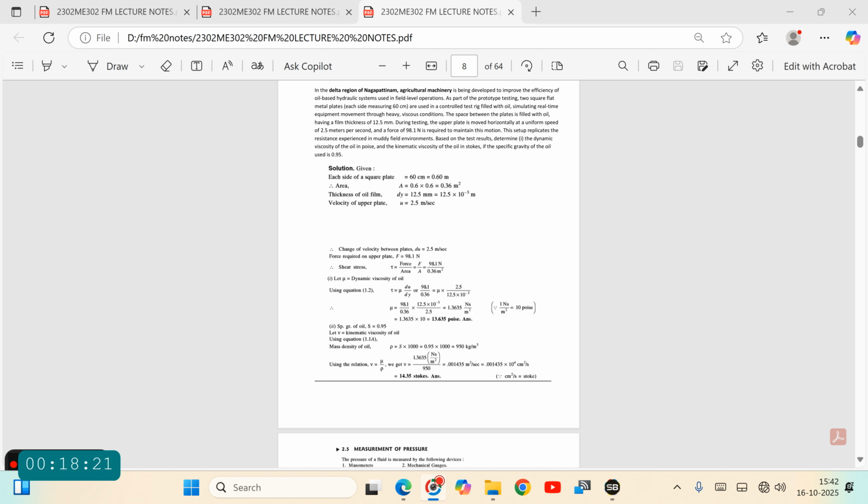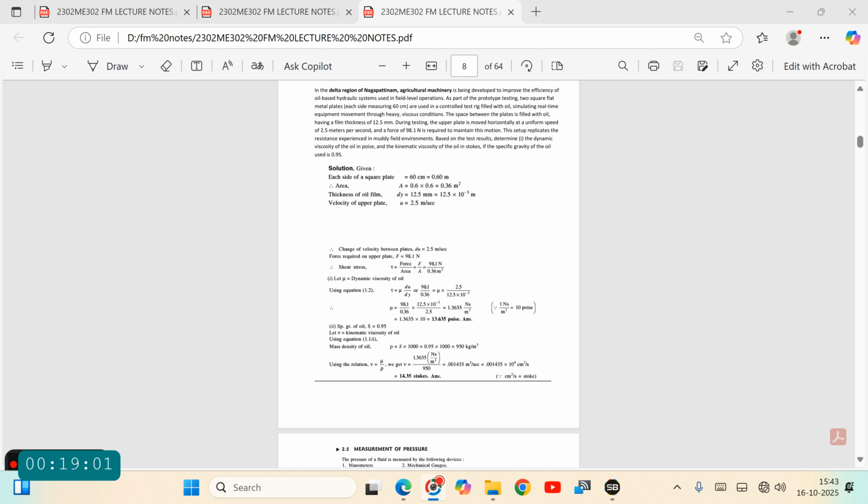During testing, the upper plate is moved horizontally at a uniform speed of 2.5 meter per second, and a force of 98.1 Newton is required to maintain this motion. The setup replicates the resistance experienced in multiple environments. Based on the test results, determine the dynamic viscosity of the oil in poise.